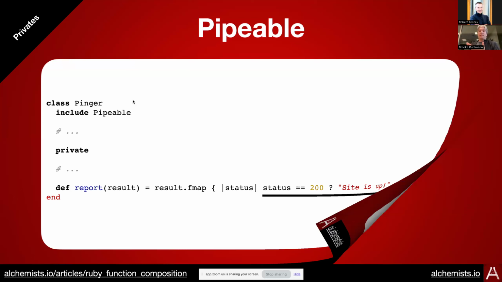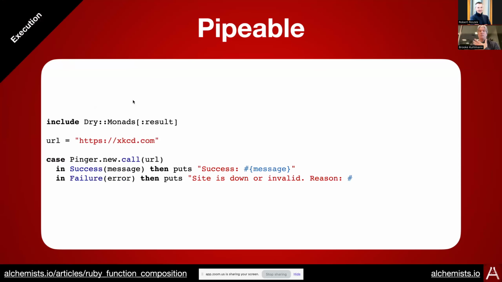So let's actually see how this runs when we build this out. So if we include dry monads here, because I'm going to do some pattern matching, I'm going to take dry monads here so I get the success or failure types. I'm going to bring in the xkcd input as my URL. And then I'm going to call the pipe here. I just new up the pipe. I call it on the URL. And then I'm going to pattern match on success and failure by using the in syntax in Ruby, if that makes sense. People feeling comfortable there?